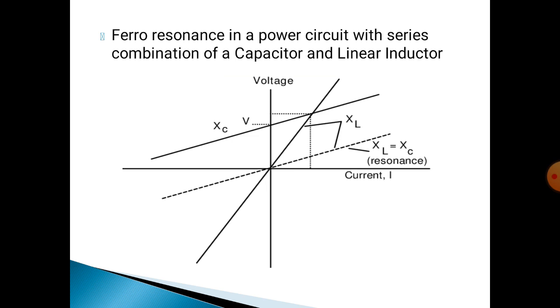Next, this is a waveform of voltage and current. Already I told in ferroresonance condition there are two characteristics, nonlinear and linear. Now we have considered the linear characteristics. Compared to this, nonlinear iron core inductance also produces some effects. But in this condition we have considered a linear inductor. So in this graph, in the resonance condition, XL is equal to XC.